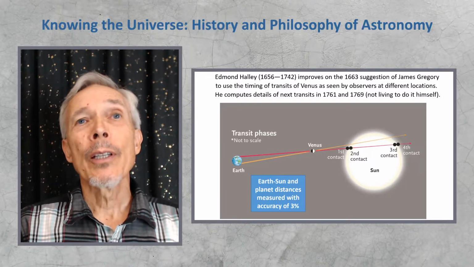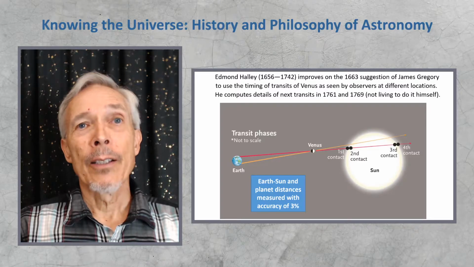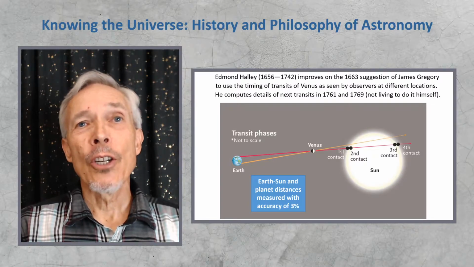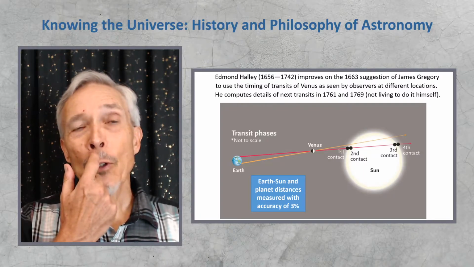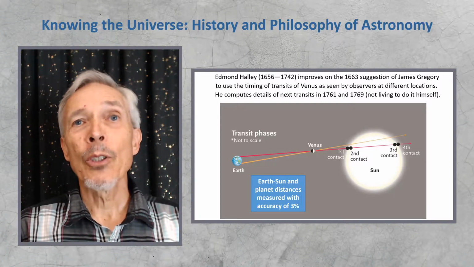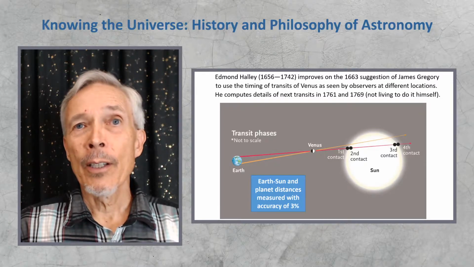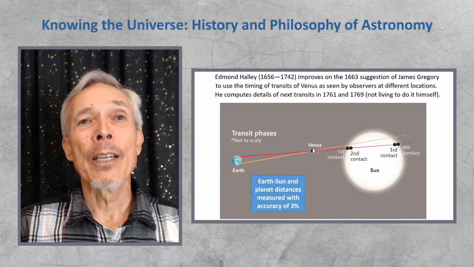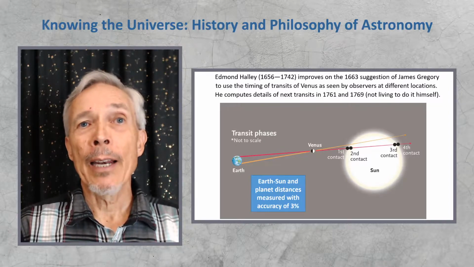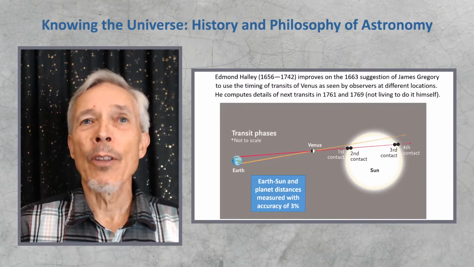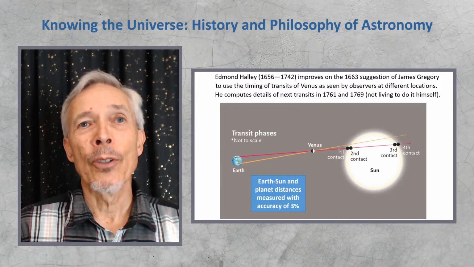Edmund Halley actually improved on a suggestion of James Gregory by using the timing of transits and computing the details of the next transits. In this diagram, we see the geometry of observing the transit of Venus. It's done from two different places on the Earth's surface simultaneously using accurate clocks, and the triangle measured gives you the distance to Venus from the Earth, and then by Kepler's law, all the other planet distances, including the distance of the Earth from the Sun, the astronomical unit.